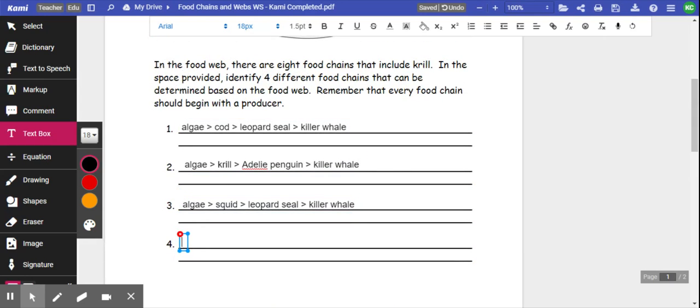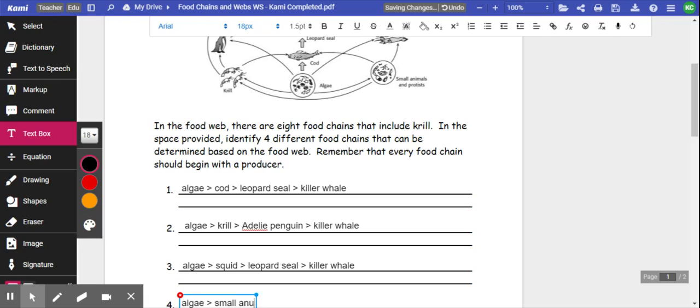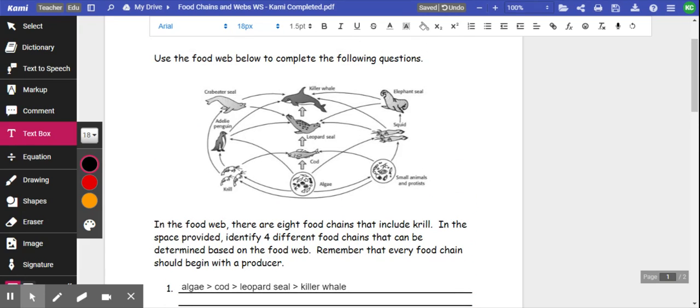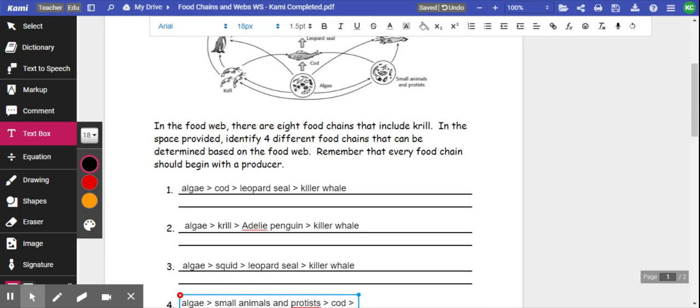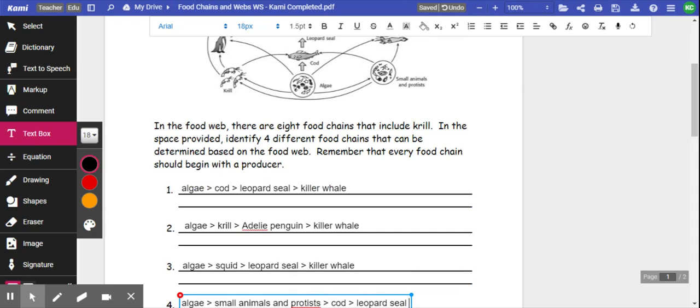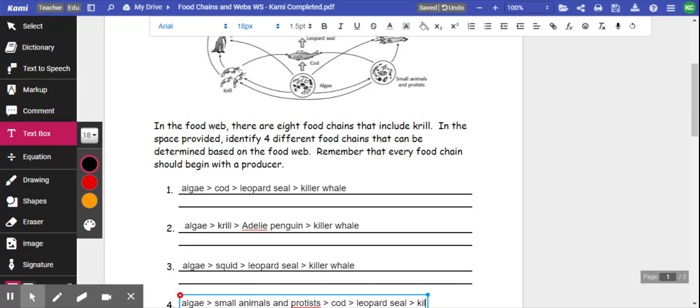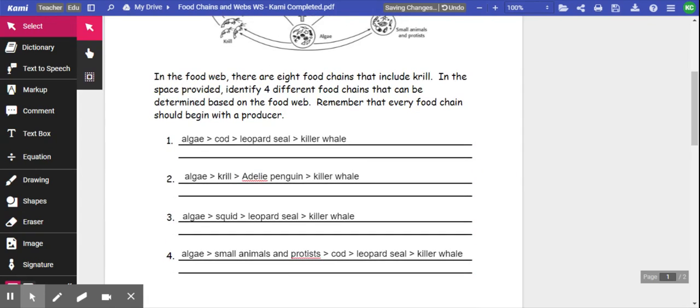Let's look at 4. We have to start with algae. Now let's go to small animals and protists. Oh, let's go to cod. After cod, we can go to leopard seal. After leopard seal, killer whale. So those are our 4 food chains.